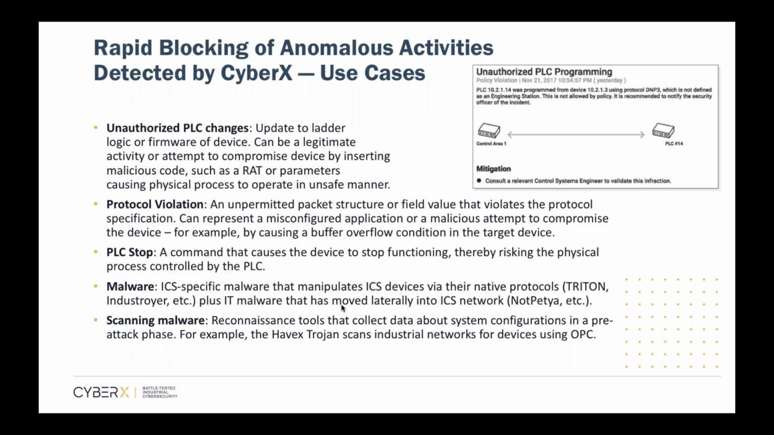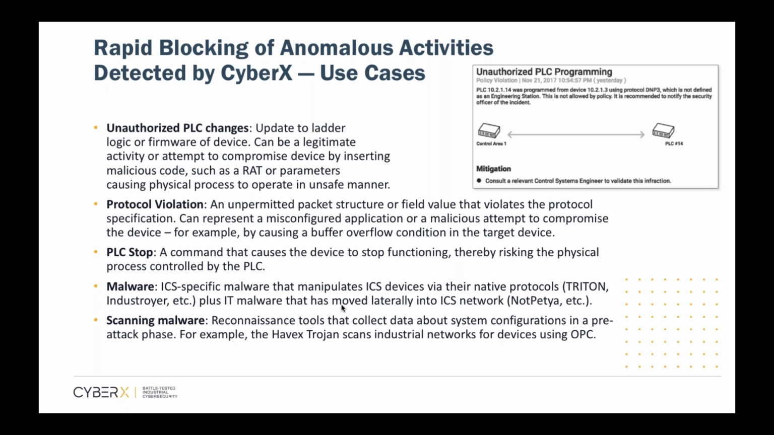One would be unauthorized PLC changes. So if we see an update to ladder logic or firmware of a device, we'll alert on it and allow that to be blocked. If we see a protocol violation, such as an unpermitted packet structure or field value that violates the specification, we'll send that information up to the NGFW. If we see a PLC stop command, basically, a command that would cause the device to stop functioning and thereby risking the physical process controlled by the PLC, we'll alert on it and create a policy.